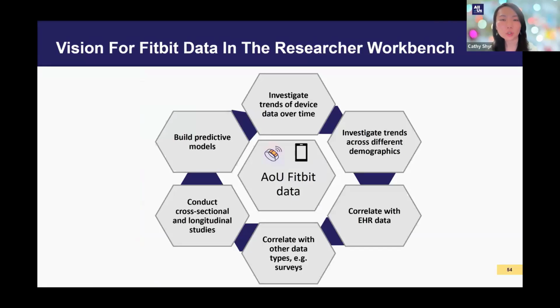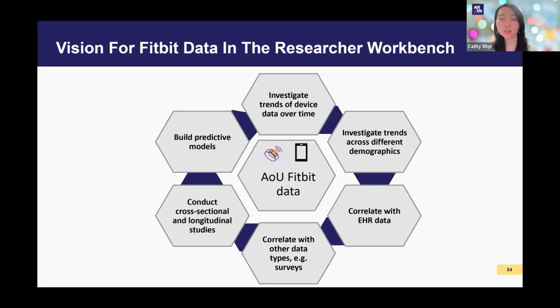Before we dive into the details of this study, I want to highlight the 30,000-foot vision for Fitbit data in the Researcher Workbench. One of the things that's very unique about Fitbit or wearable device data in general is the richness and the depth of data that we have. And that has to do with the longitudinal follow-up and also the frequency at which these measurements are taken. For Fitbit data, a lot of the measurements are taken daily, and also at the minute level.